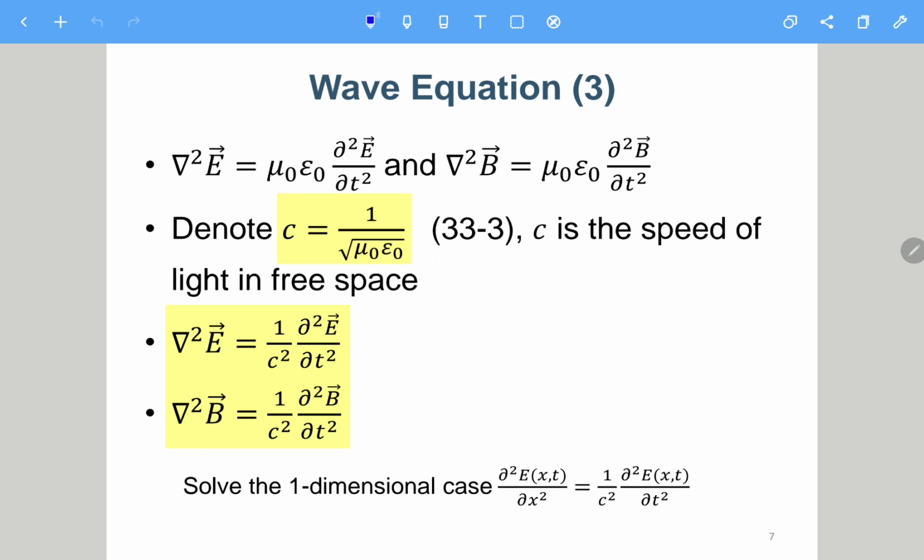But actually for the wave equation, we don't really care about what this thing is. For the wave equation, we have the Laplacian of something, maybe just write it as f, equals 1 over v squared times the second partial derivative of f with respect to t. So we have 1 over v squared here. This is the speed of the wave.